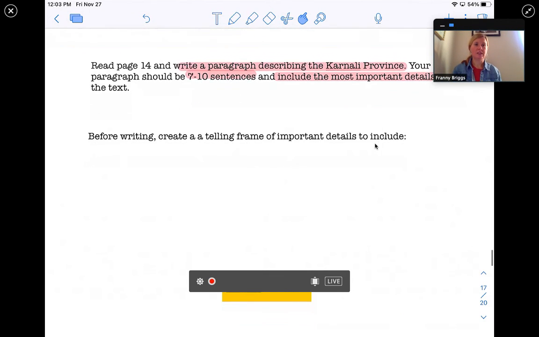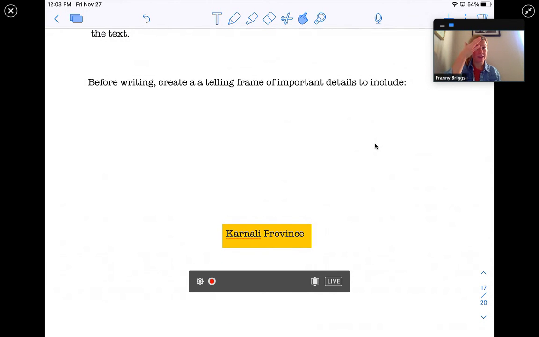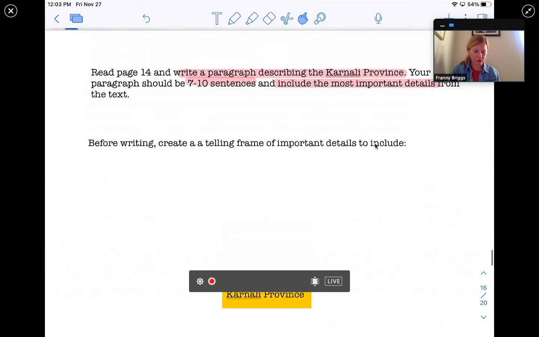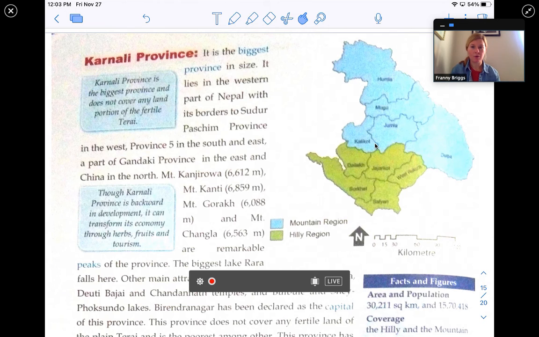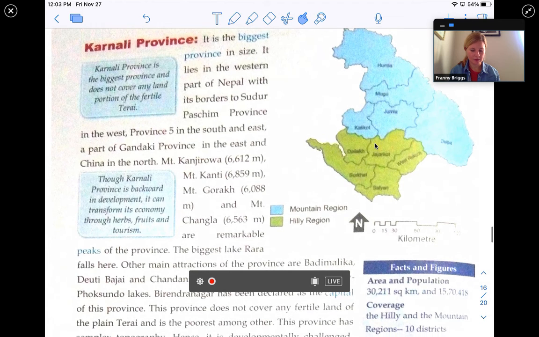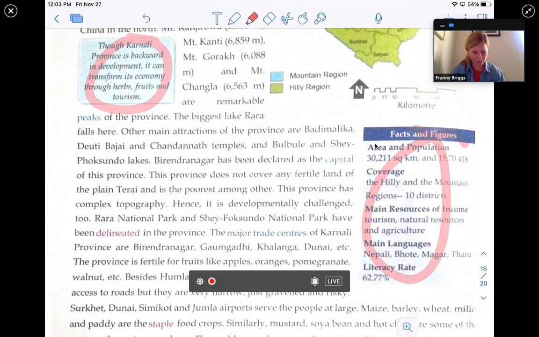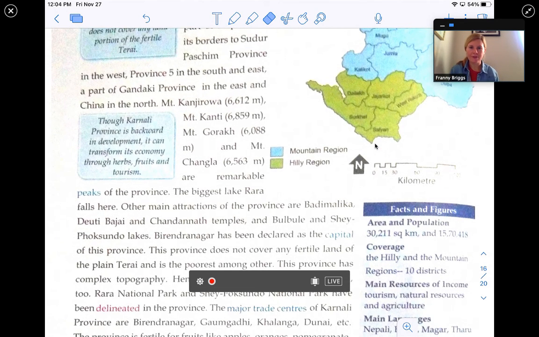Now, to give some guidance to students, we're going to have them first create a telling frame. And so what they're going to do is go read in their textbook about the Karnali province. And you can actually see there's lots of nice little graphics on this page that highlight important information, which is great. That's going to be very helpful for our students as they're trying to access information. And then they'll create the telling frame.